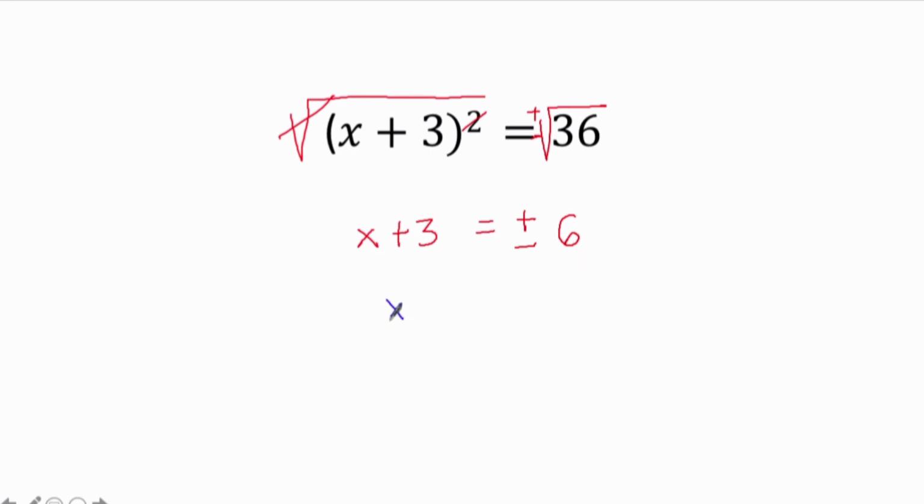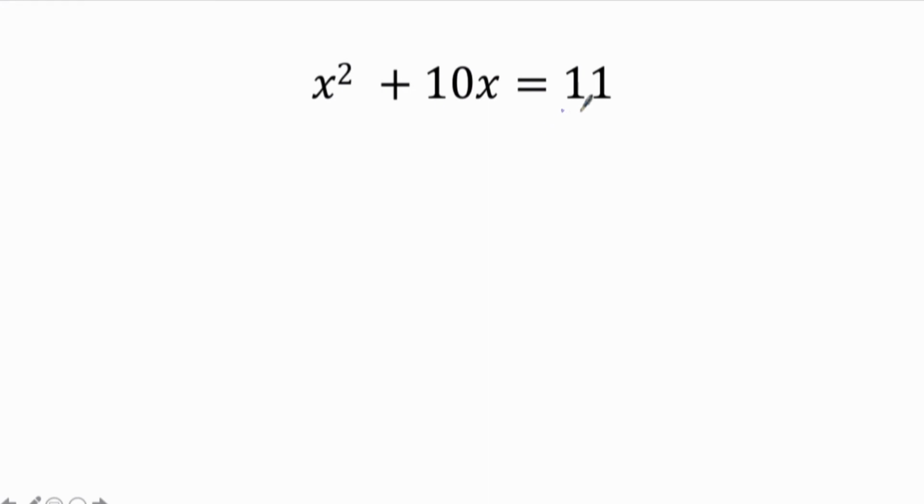So we have x equals negative 3 plus or minus 6, which means x equals negative 3 plus 6, which is positive 3, or x equals negative 3 minus 6, which is negative 9. So we find the solution to this equation by using the square root property. But what if the situation now is like this?